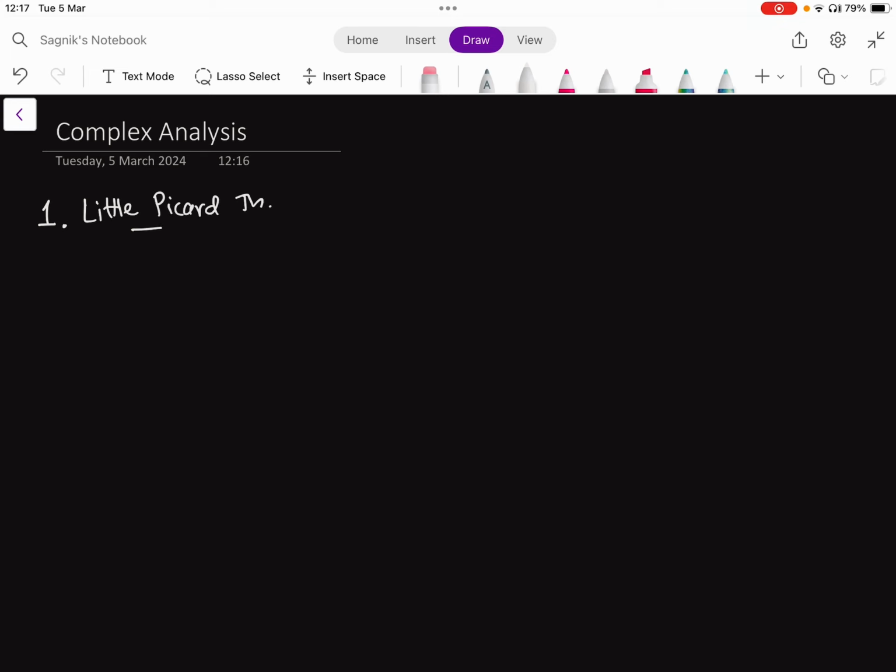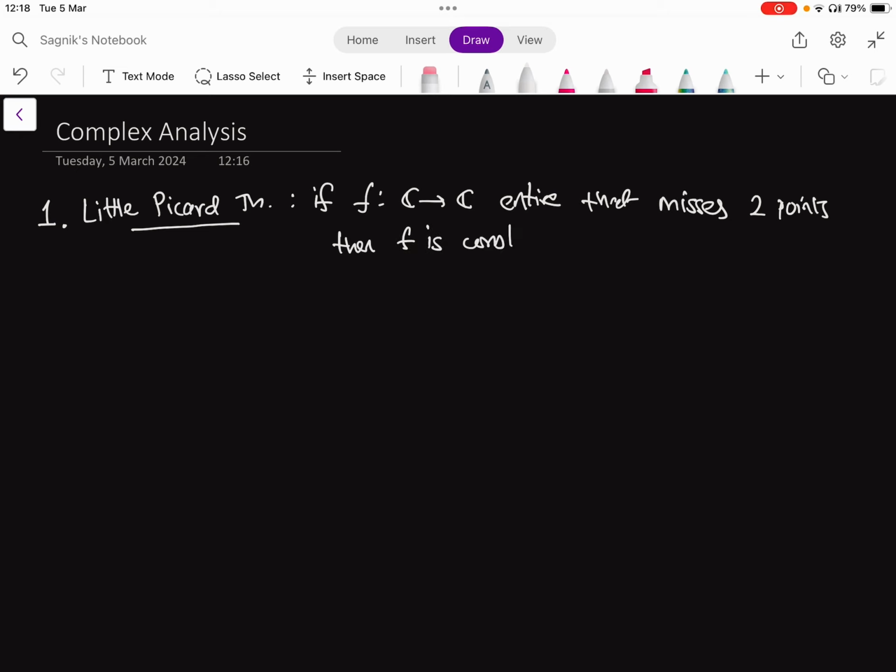It says that if you have an entire function that misses say 2 points, at least 2 points, then it has to be a constant. Or in other words, if you have an entire non-constant function, then the image of f can miss at most 1 point. And one of the easy proofs you can do is using Hadamard factorization.